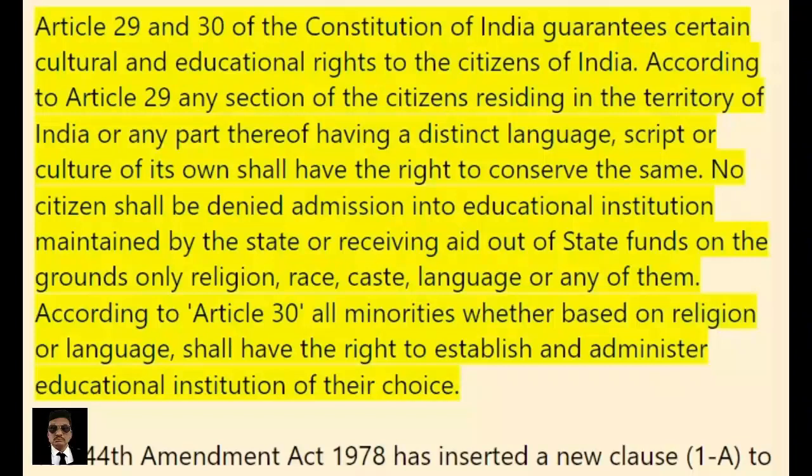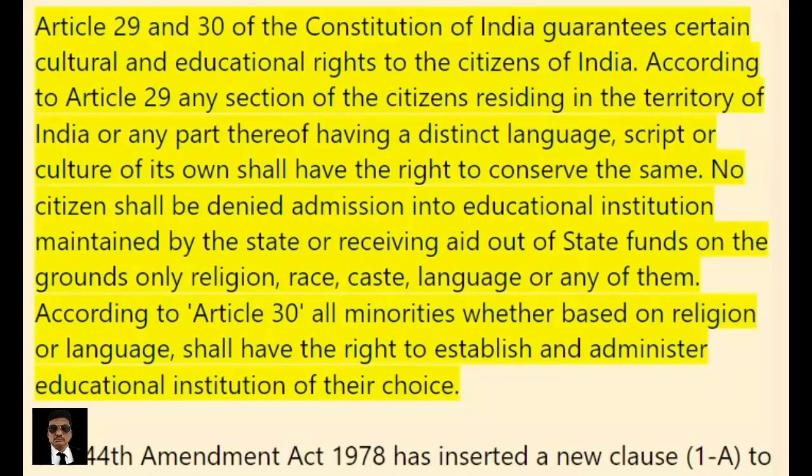According to Article 29, any section of the citizens residing in the territory of India or any part thereof having a distinct language, script or culture of its own shall have the right to conserve the same. No citizen shall be denied admission into an educational institution maintained by the state or receiving aid out of state funds on grounds only of religion, race, caste, language or any of them.